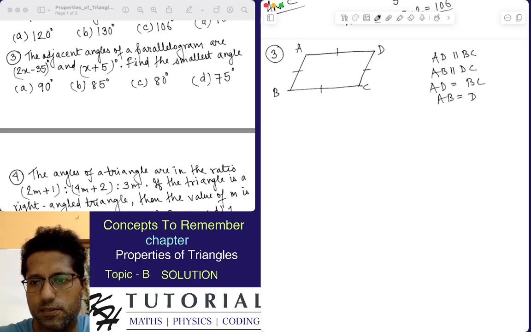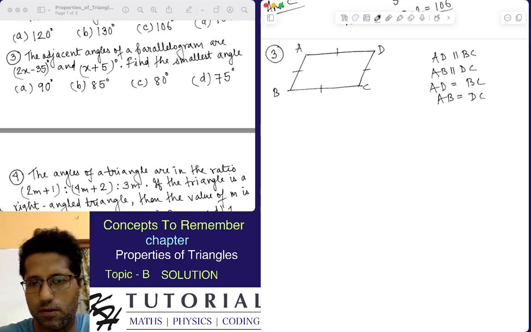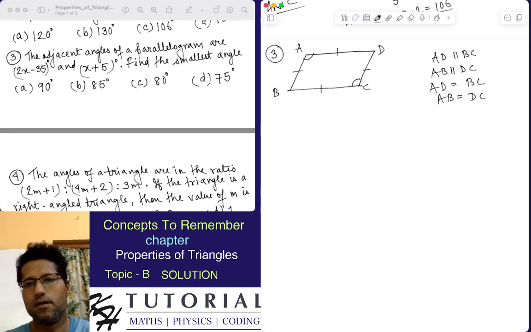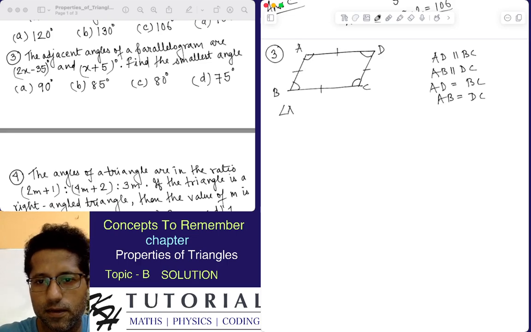These are the basic properties of a parallelogram, but you must also know that the opposite angles in a parallelogram are equal. That is, angle A is equal to angle C, and angle B is equal to angle D.